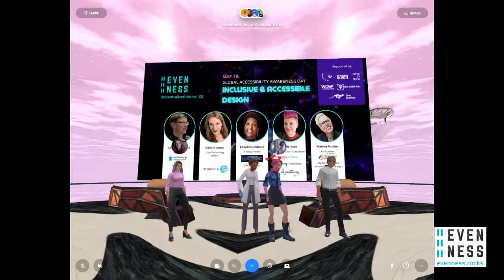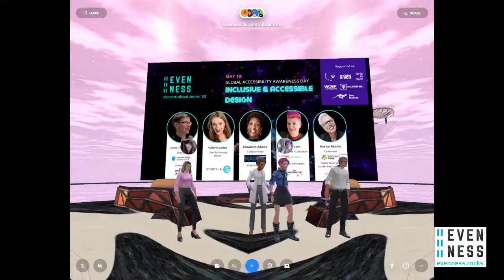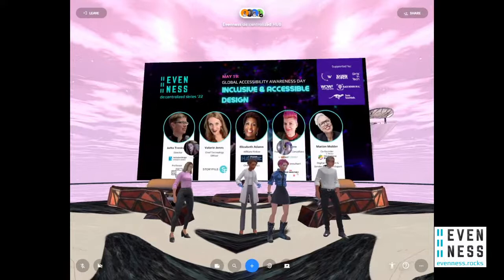Any thoughts on the metaverse in 2030? How can we make sure it's integrated so that everyone feels safe? And is there anything that we didn't cover that you think is absolutely important to share?